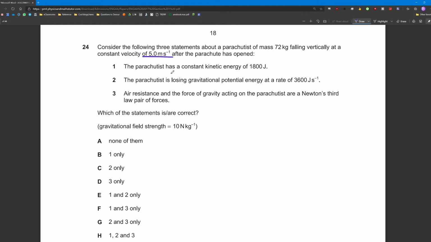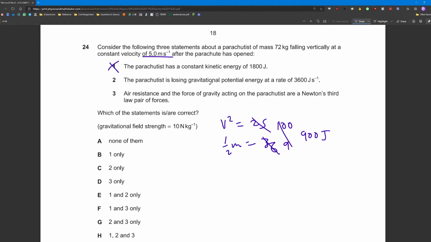Okay, falling at 5 meters per second, v squared is 25. Half m, half of 72 is 36. 25 times 36, let's see. This is 9 times 4, so 25 becomes 100, and it's 900 joules. So this is incorrect, because the kinetic energy of the parachutist is 900 and not 72, and not 1800 joules.